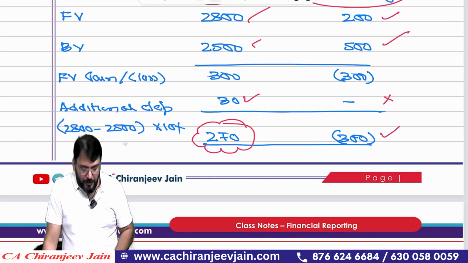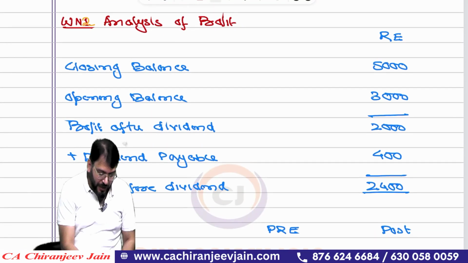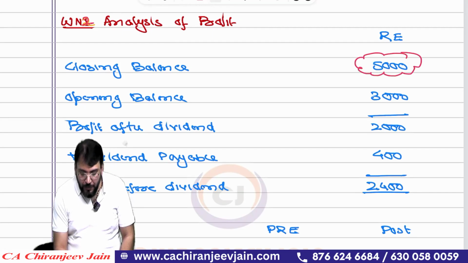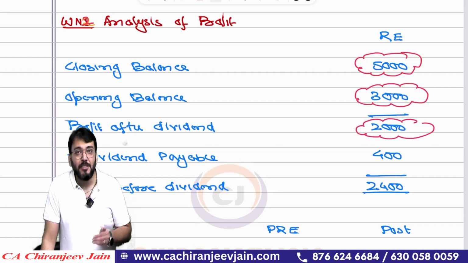Understood? Fair value adjustment. Now let us come to working note number 2, analysis of profit. We'll take the closing balance from the subsidiary company balance sheet and the opening balance from the additional information. This will become profit after dividend. Now they have given dividend declared but not paid in the current year.